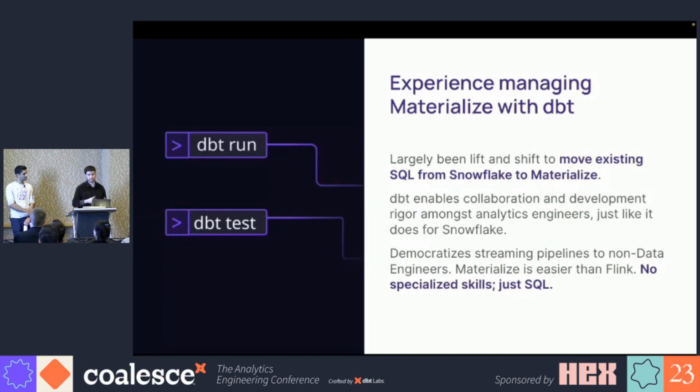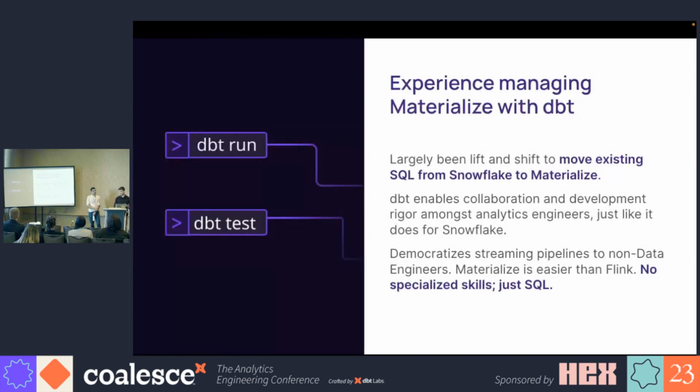Yeah, in terms of another side effect that's really positive, it democratizes the definition of streaming pipelines, even streaming aggregation pipelines, which are notoriously difficult for non-data engineers. I now don't need to hire a specialized data engineer that knows Apache Flink to define the streaming pipeline. I can instead invite analytics engineers and even my fraud analysts who know SQL to develop those streaming pipelines.